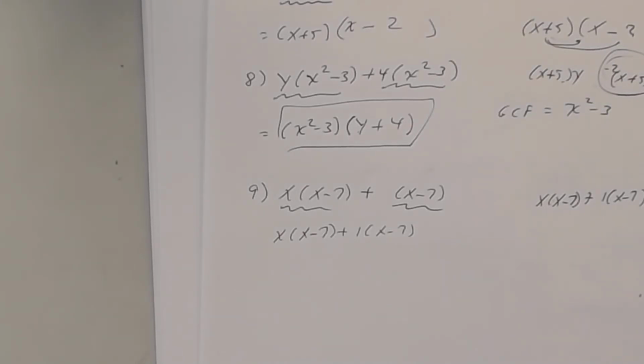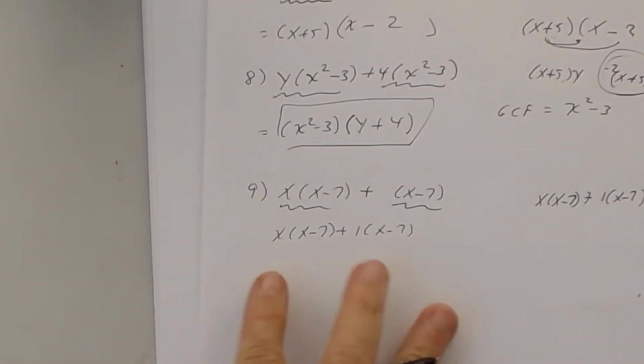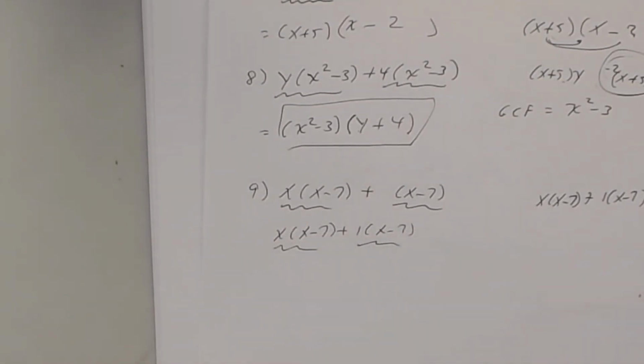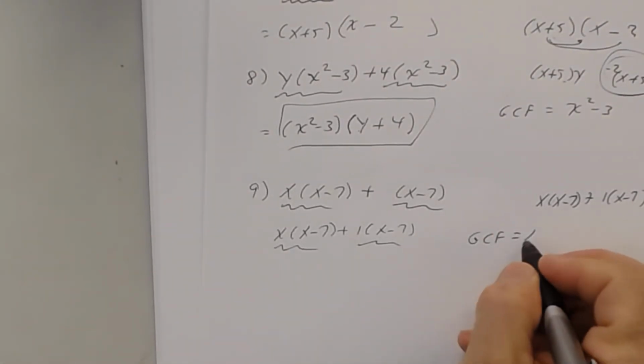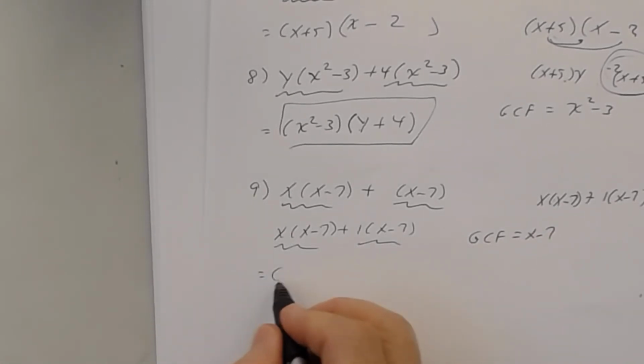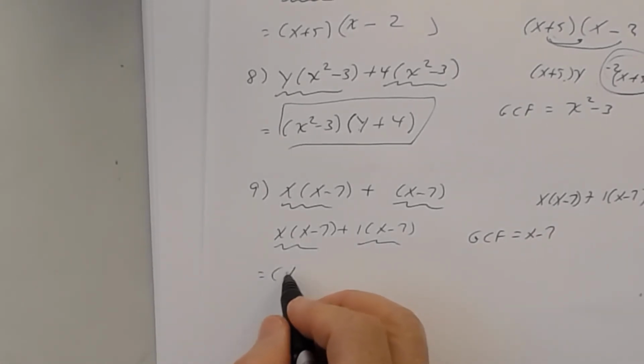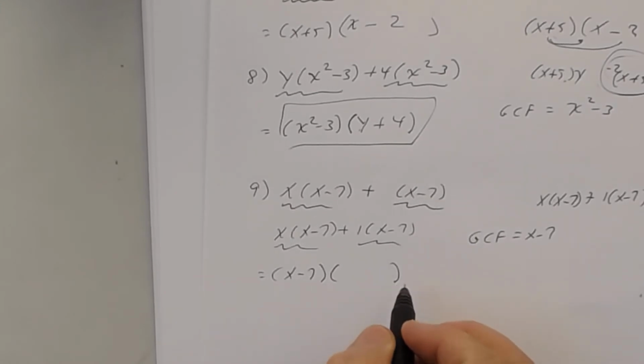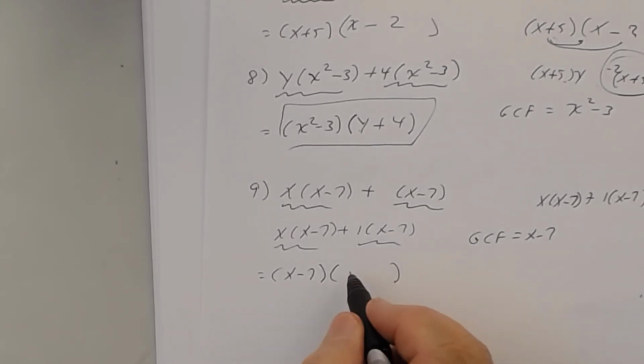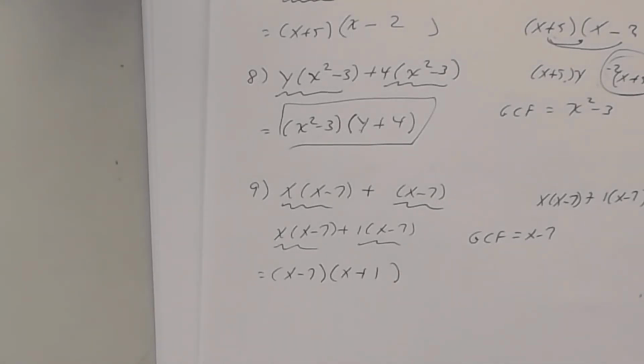All right, now that takes us back to the one we just did. What do these two terms right here have in common? What's the GCF? X minus 7. So the GCF is x minus 7. So then I'm going to rewrite this as the GCF, which is x minus 7 in parentheses, times, and then what goes inside that set of parentheses? X plus 1. So if you didn't put the 1 there, you wouldn't know what to put. You would think it was just x, but it's not. So when nothing is right there, it's understood to be a 1.